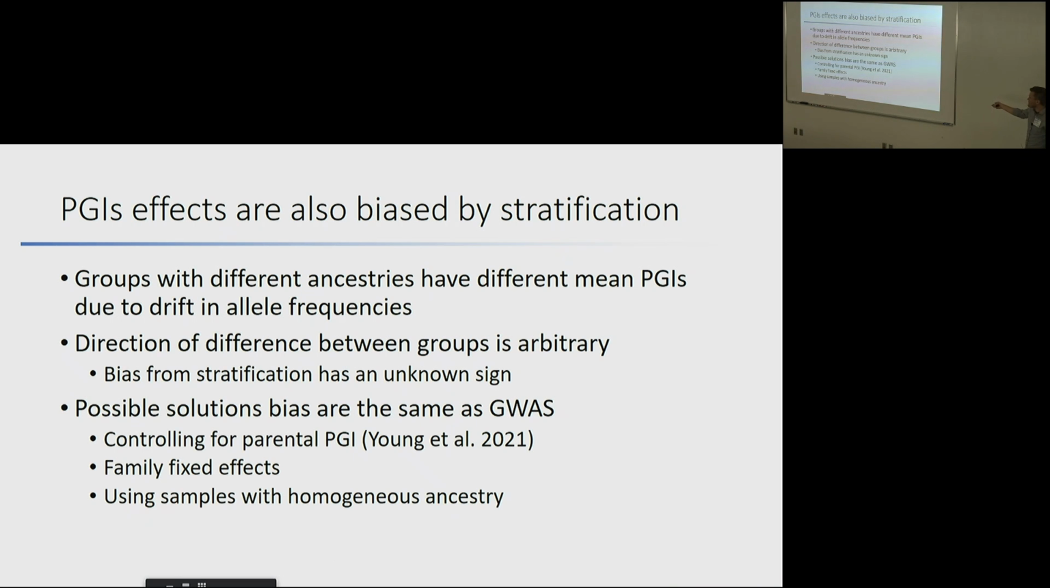So, how do we deal with that? Well, the way you deal with the biases here is the same as what I talked about before. If you control for parental PGIs, or have family fixed effects, or restrict to samples with homogeneous ancestries, hopefully that solves some of these biases from stratification.